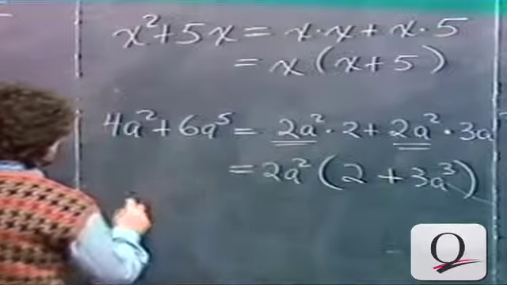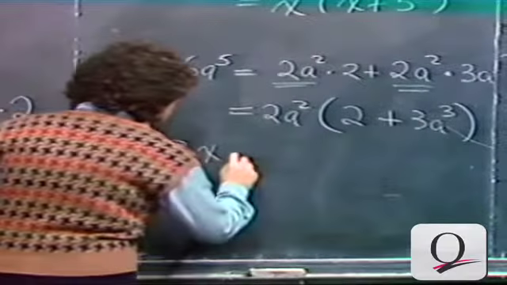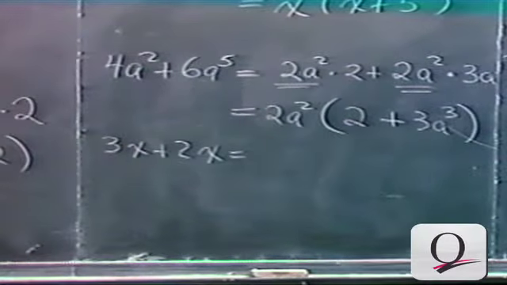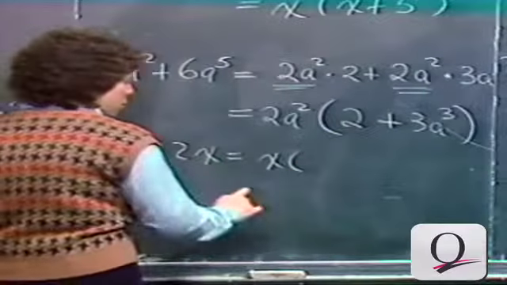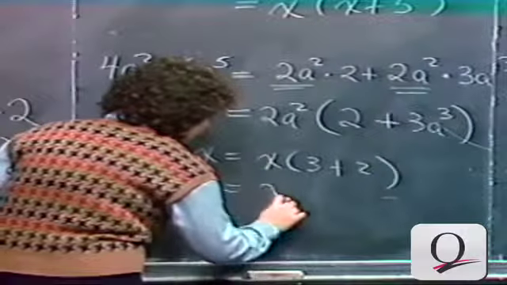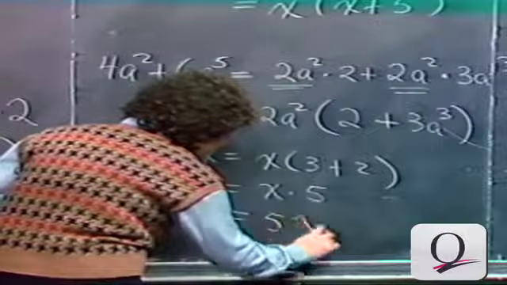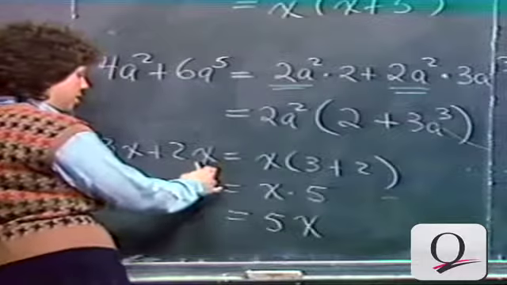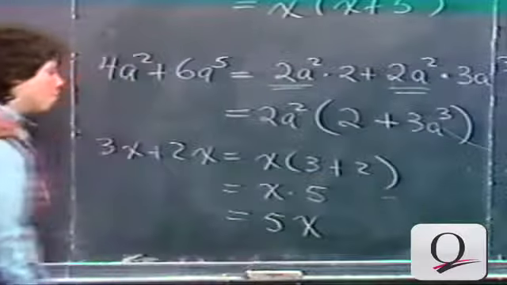All right, 3x plus 2x. Let us try to factor here. We can factor out an x, which appears in both terms, and we're left with 3 plus 2, x times 5, or, as it's more commonly written, 5x. 3x plus 2x. We take out the x, we're left with 3 plus 2, or x times 5, or 5x.